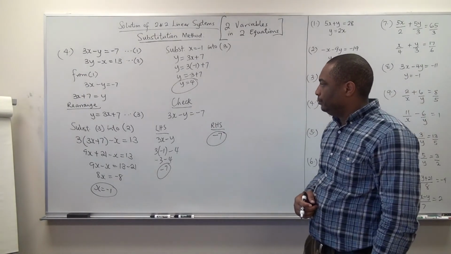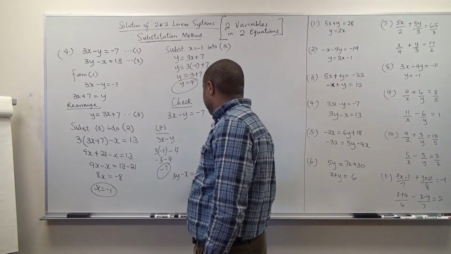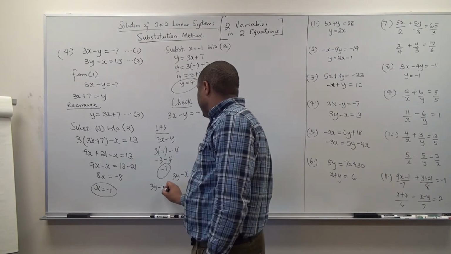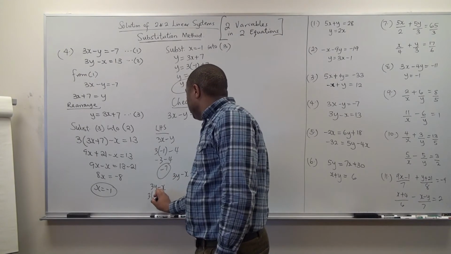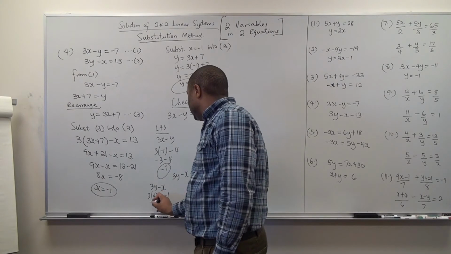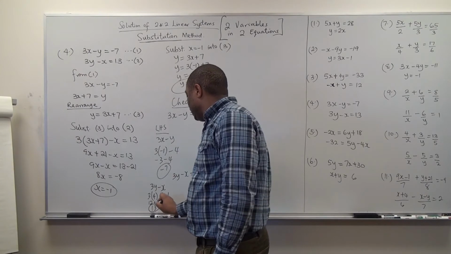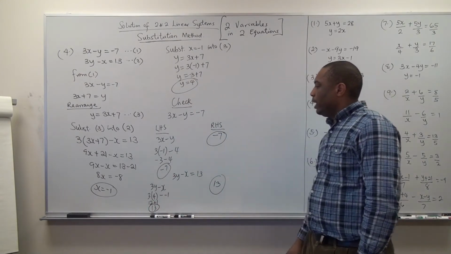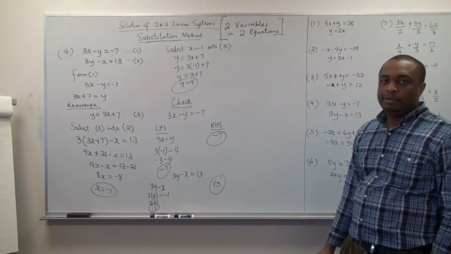We are good. We also check for equation 2, 3y minus x equal to 13. Left hand side is 3y minus x. Right hand side is 13. Here we now have 3 times 4 minus negative 1. So this is now 12 plus 1, and that is 13. Negative is a positive. 13 on the left hand side, 13 on the right hand side. We are good. It works for equation 2. That brings us to the completion of question 4.